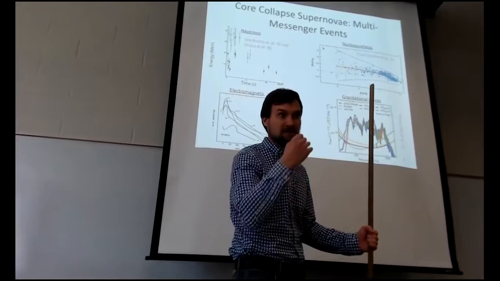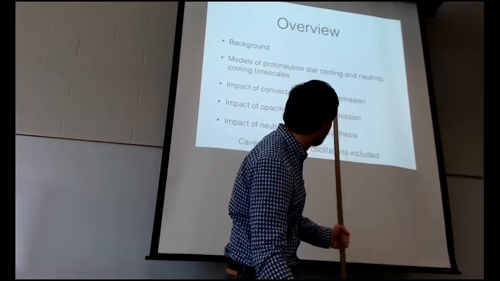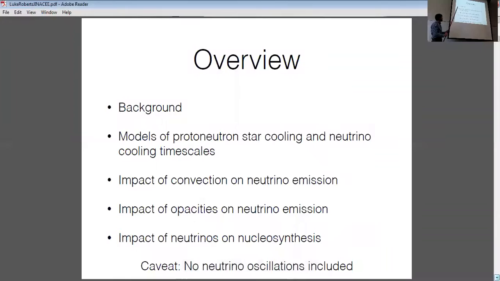Here's an overview of what I want to talk about. First, some background on how common these events should be and how often we detect them. Then some basic models of proto-neutron star cooling and neutrino cooling timescales. Then a couple of things that affect the characteristic timescale of this emission: convection inside proto-neutron stars and neutrino opacities inside proto-neutron stars. And then maybe at the end, depending on how much time is left, some on the impact of these neutrinos on nucleosynthesis.